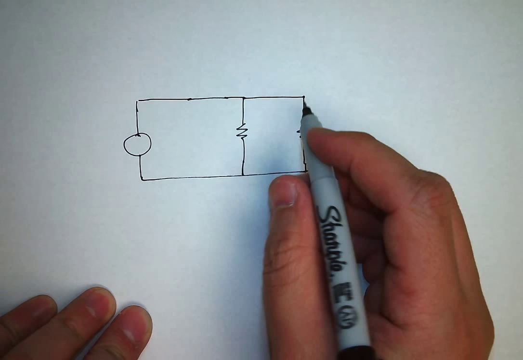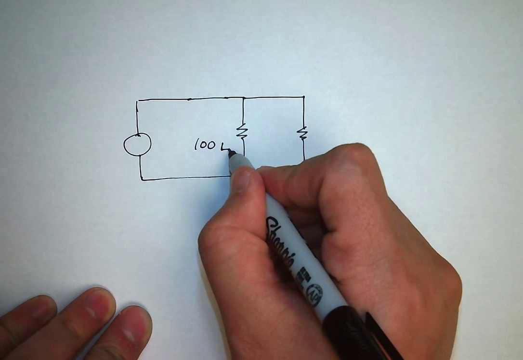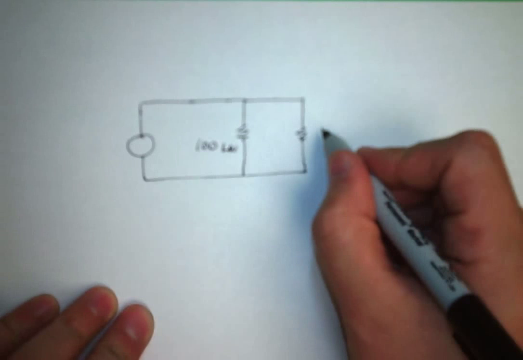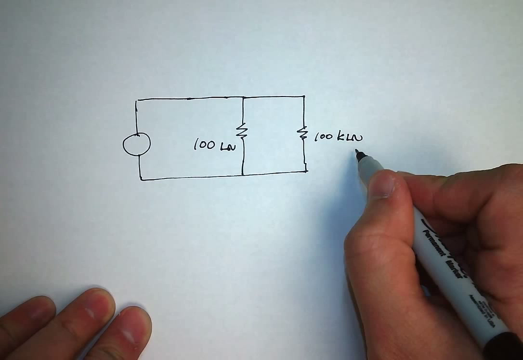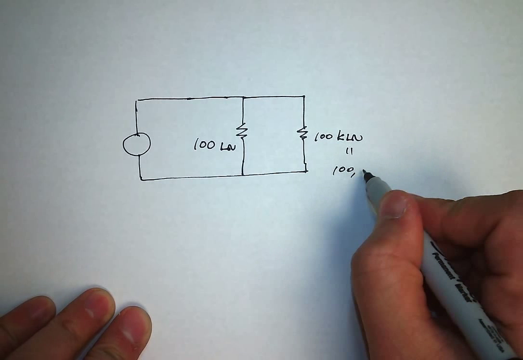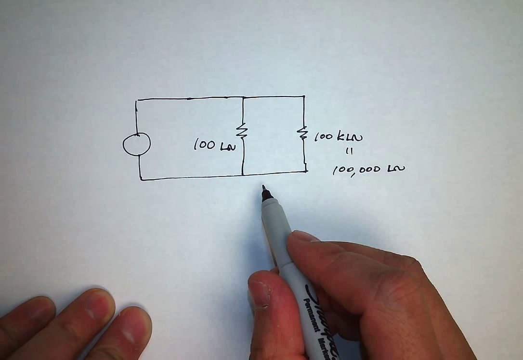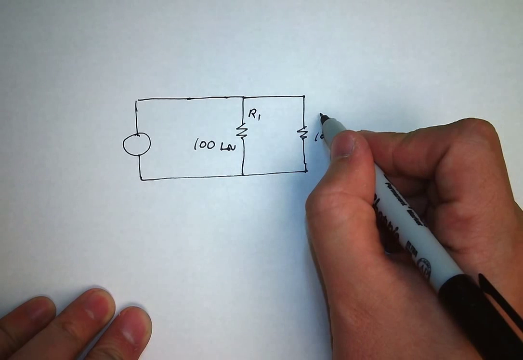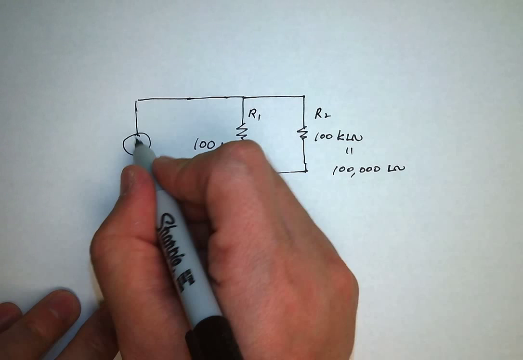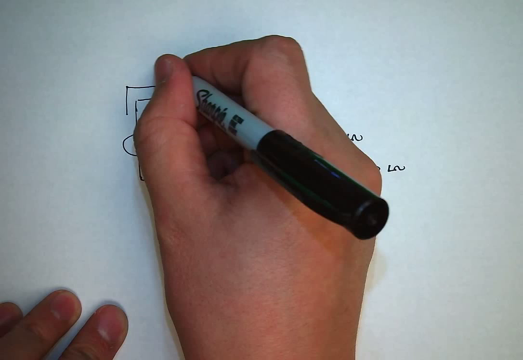So let's say this is 100 ohms. Let's say this is 100k ohms, which is basically 100,000 ohms. So this is 1,000 times bigger than this. We'll call this R1 for resistor 1. We'll call this R2, resistor 2. So from the battery, current will flow in this direction, like this.